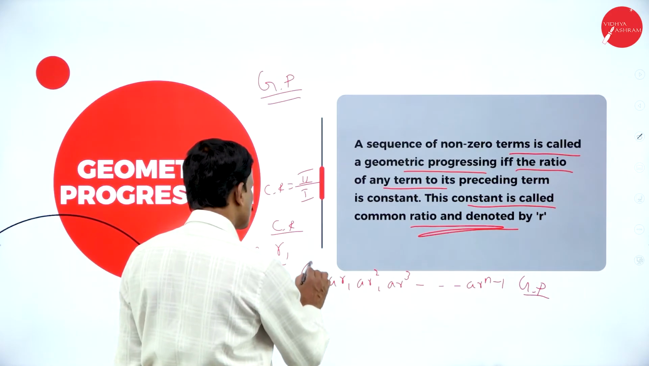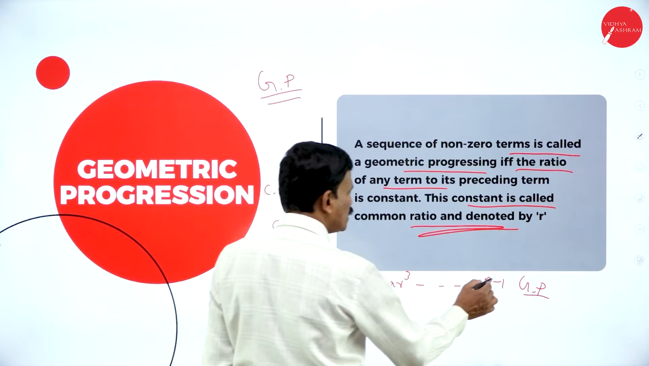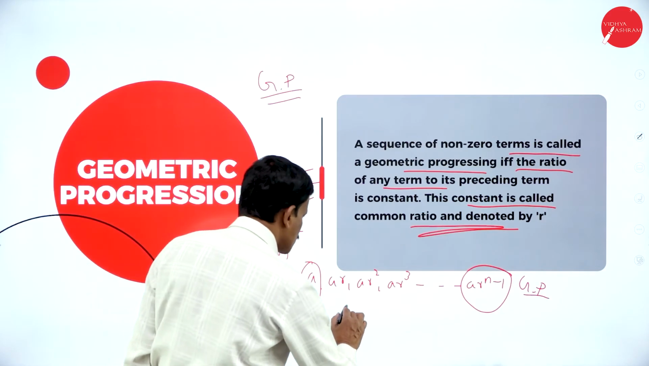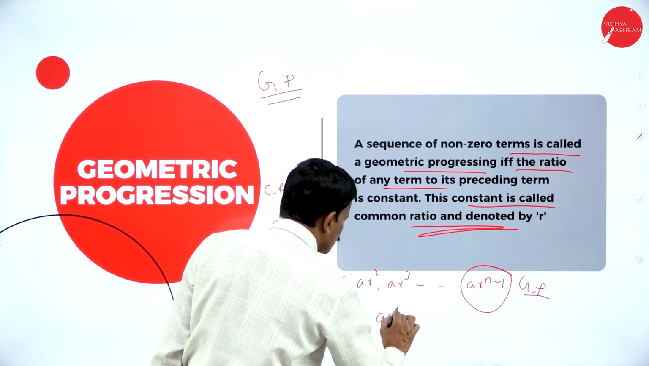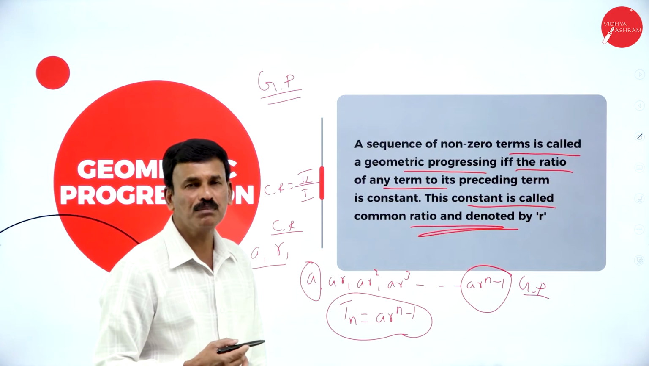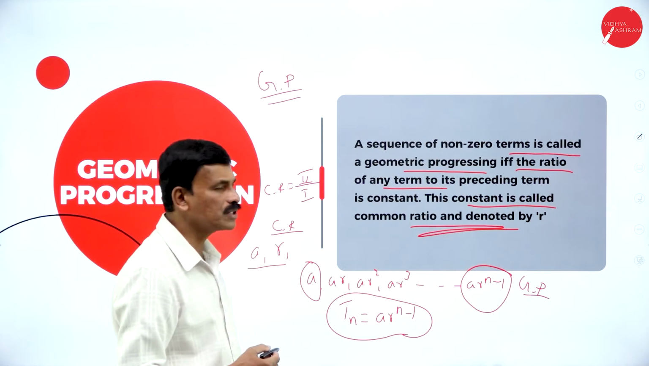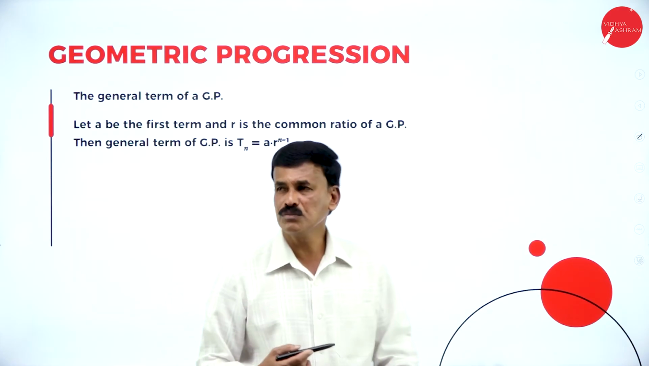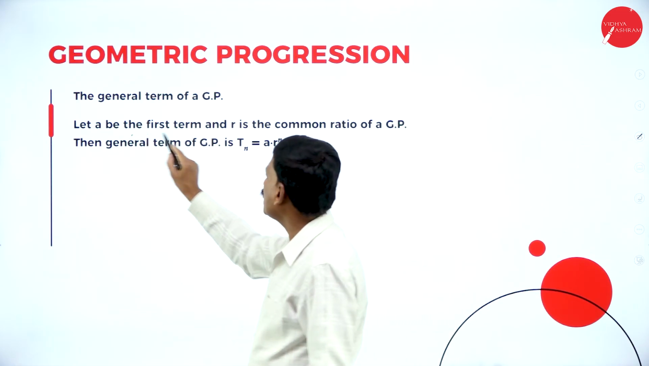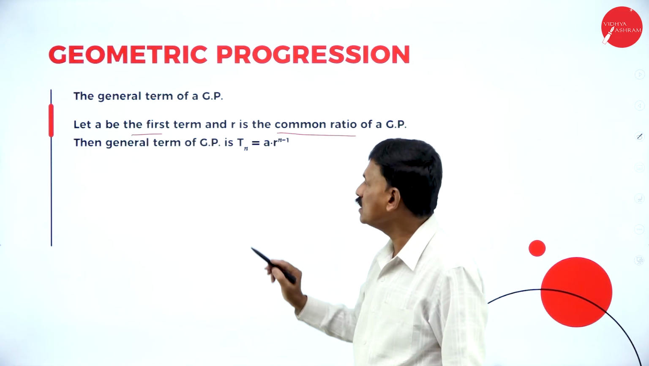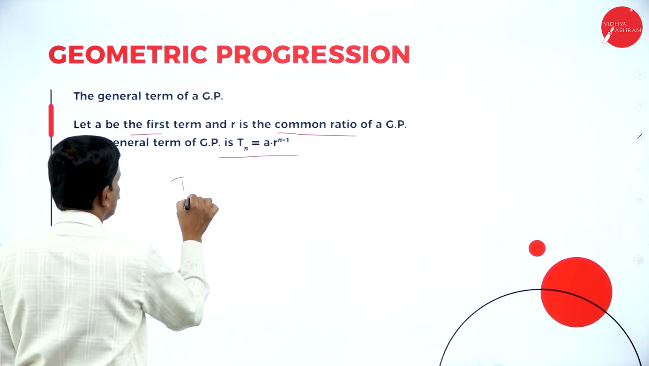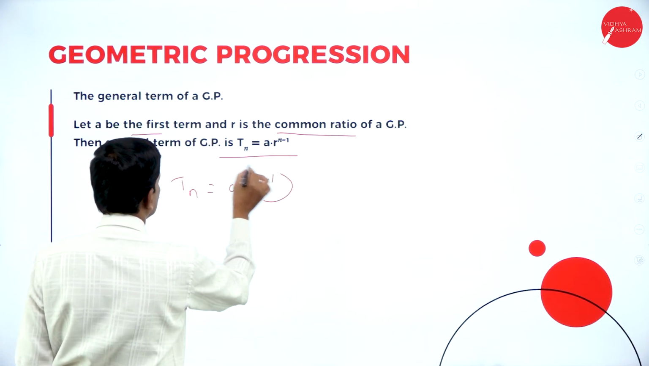Here A is called the first term and R is called the common ratio, and AR to the power of n minus 1 is called the nth term of a GP denoted as Tn. The nth term of a geometric progression is AR to the power of n minus 1. Now let us come to the general term of a GP. As I explained, let A be the first term and R the common ratio of a geometric progression, then the general term or nth term is denoted as Tn, and it is given by Tn is equal to AR to the power of n minus 1.